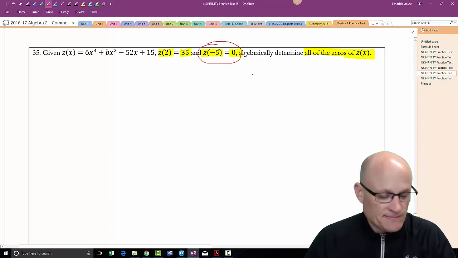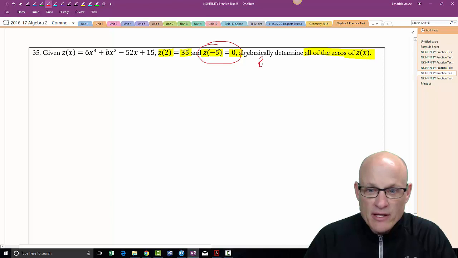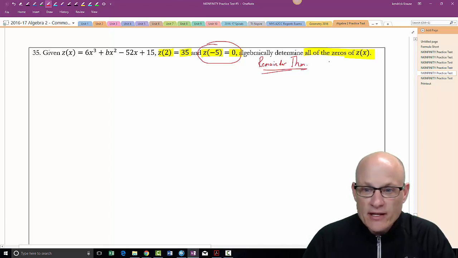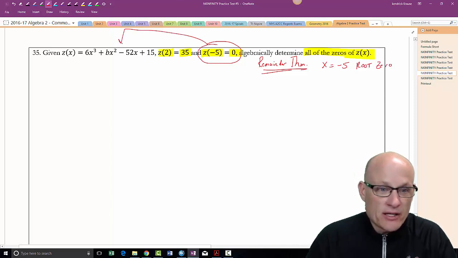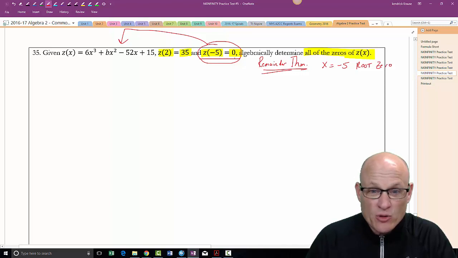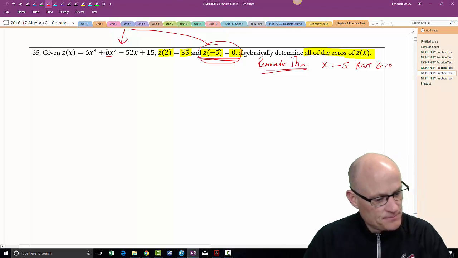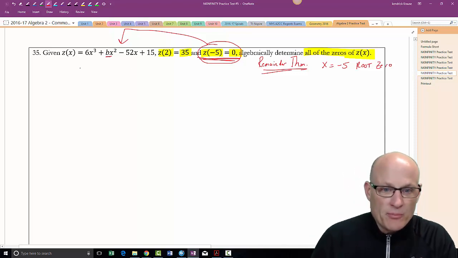Because using the remainder theorem, we know that x equals negative 5 is a root or a 0. That means if I take this and plug it in, I should get 0 out. Now, why is that important? Well, that's important because I should be able to figure out b by doing that. So the first thing I'm going to do is figure out what b is. I don't know what this is for. I'll figure that out in a minute.